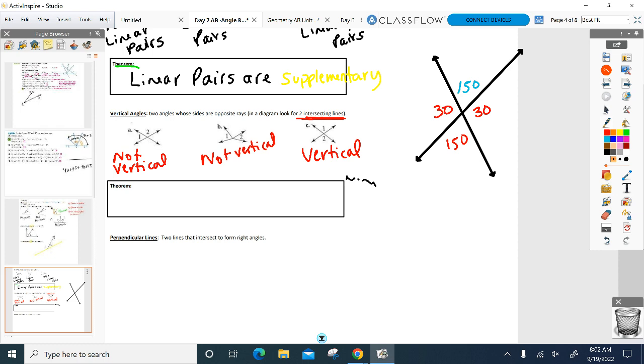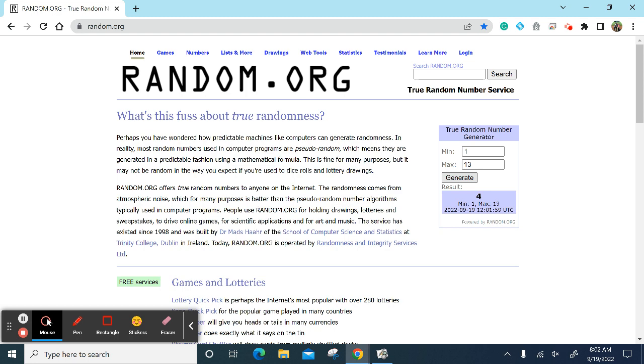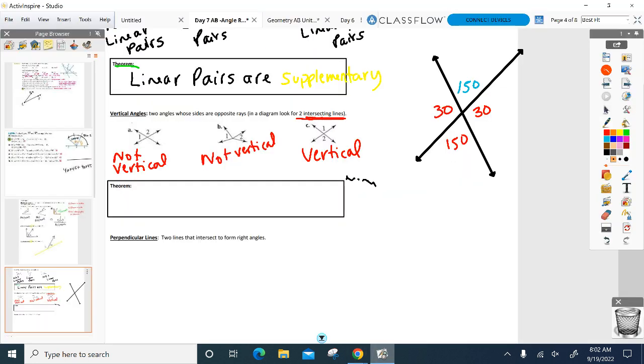Somebody tell me something about vertical angles now. Look at the vertical angles. Vertical angles are congruent. There you go. Thank you for saying congruent. Vertical angles are congruent. So if any angles are vertical, they have the same measure.